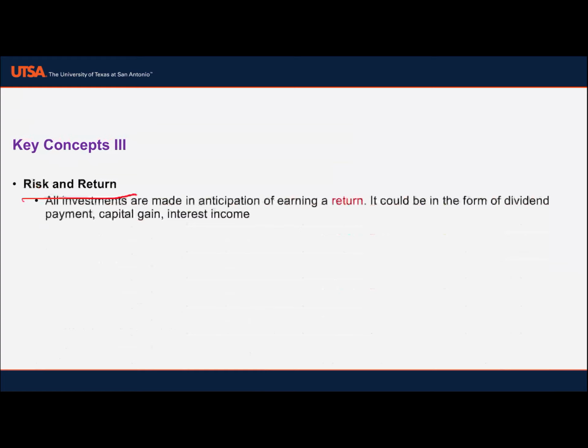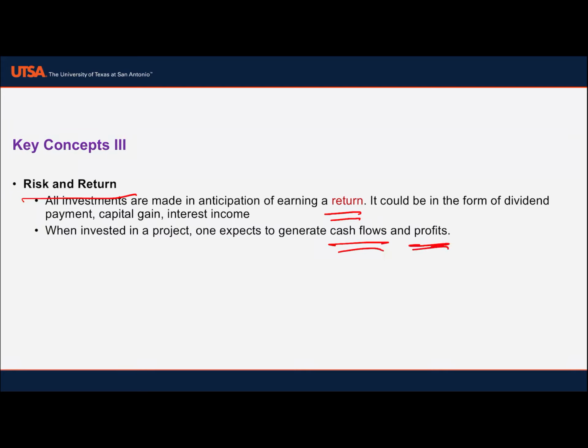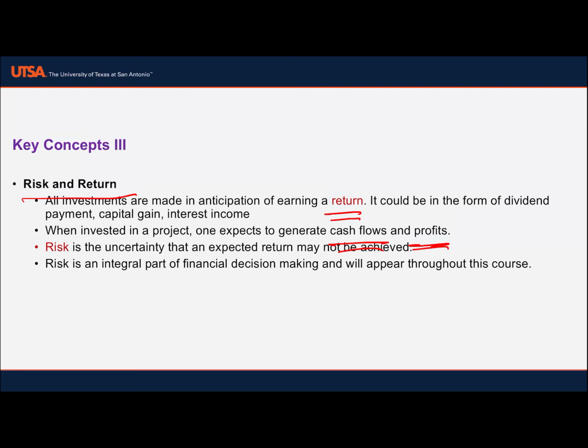And the third concept is risk and return. All investments are made in anticipation of earning return. It could be in the form of dividend payments, capital gain, or interest income. When invested in a project, one expects to generate cash flow and profit. And risk is the uncertainty that an expected return may not be achieved. Risk is an integral part of financial decision making and will appear throughout this course.